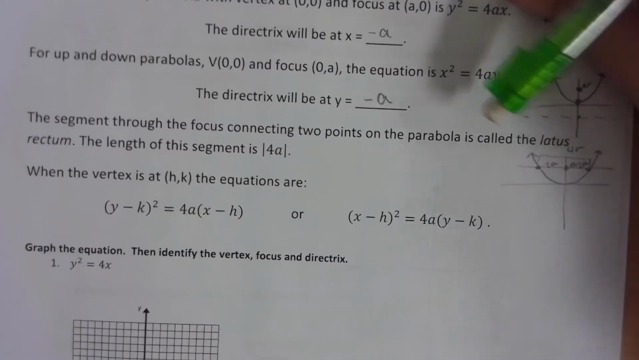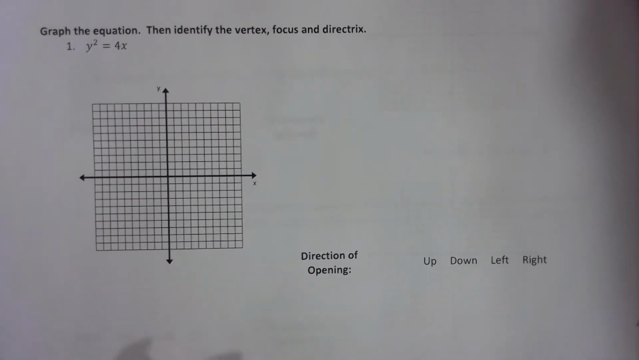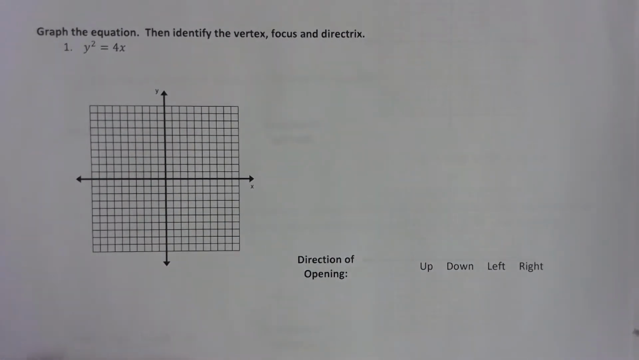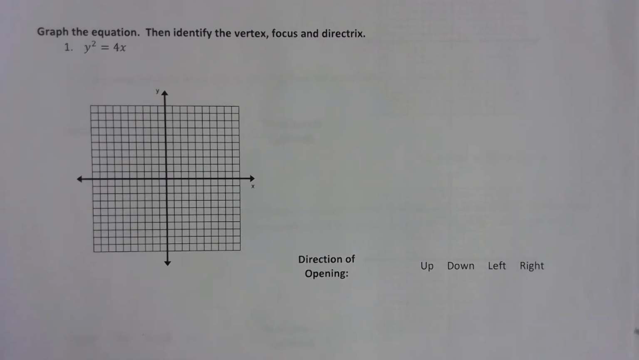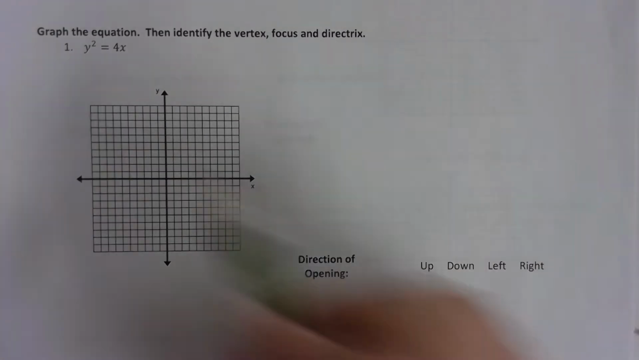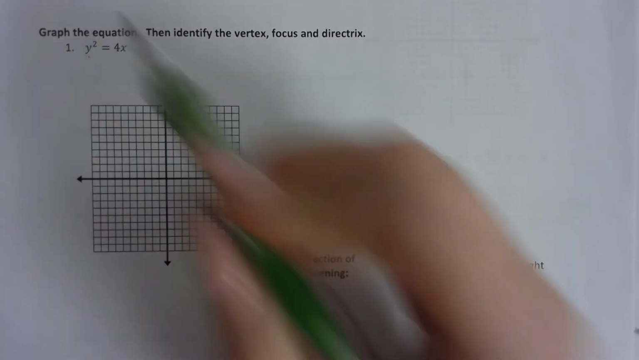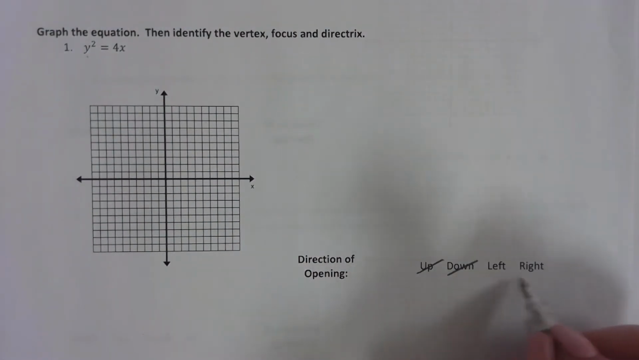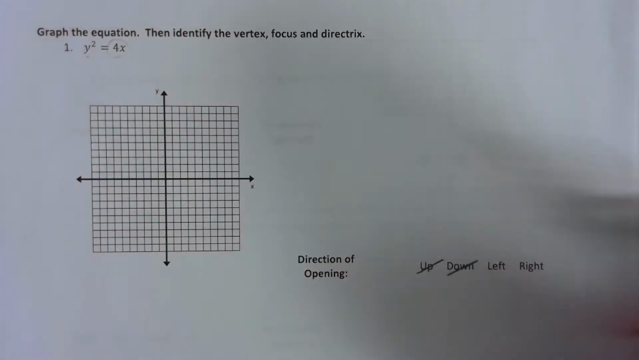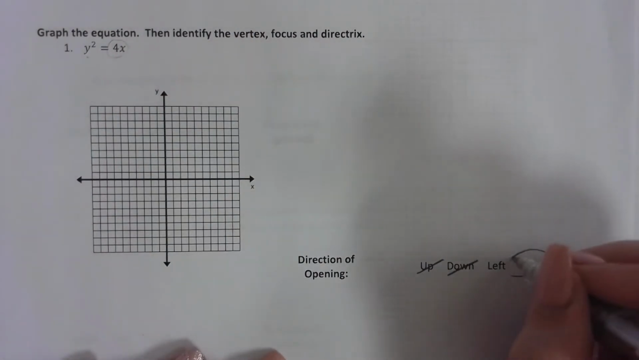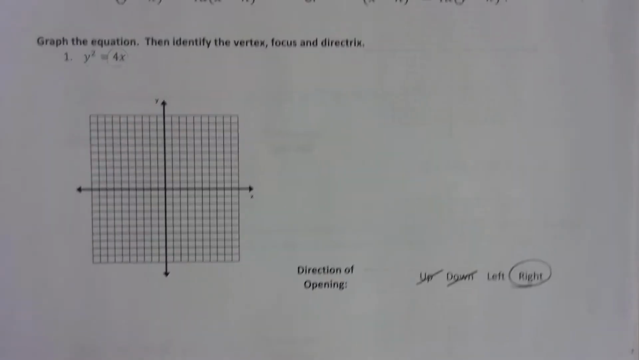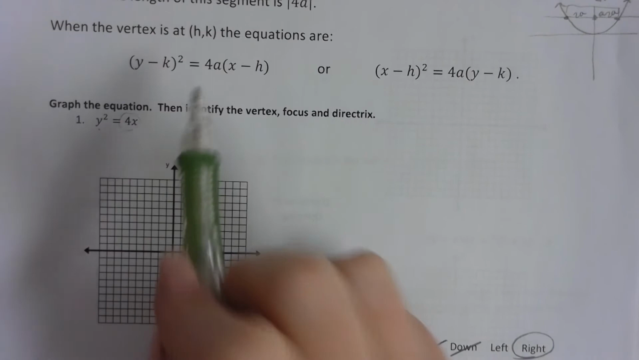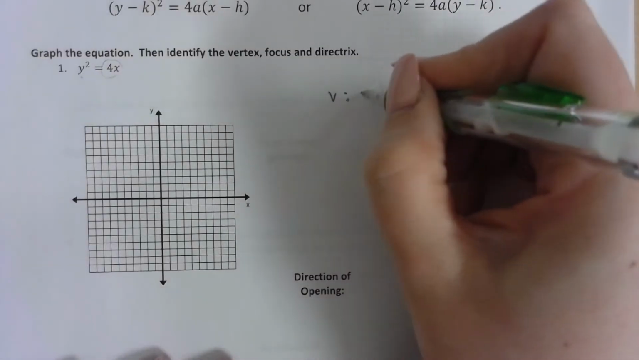Okay, so now that we've talked about all of these formulas, let's jump into the problems. It says graph the equation, then identify the vertex, focus, and directrix. Now, because this is a y squared, that means it's not going to open up or down like it usually does, but it's going to open left or right. Because this 4 here is positive, it's going to be opening to the right. So that helps us. Because we have no h and k, that means the vertex is at 0, 0.